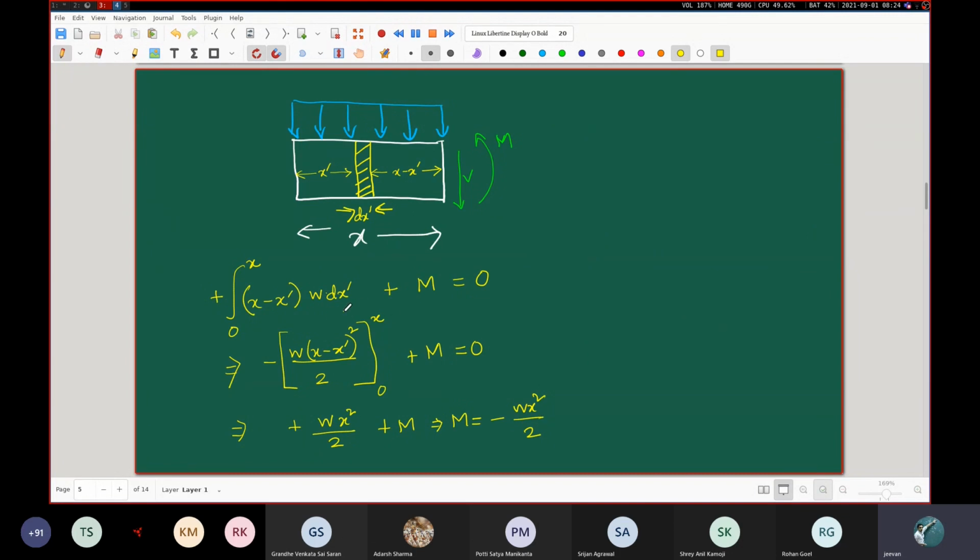But please note that this is a very general thing. Nowhere in this derivation have we used the fact that this is a uniformly distributed load. So whether it is a triangular load or quadratic load or whatever other kind of distribution, you can still use this method to find out the contribution to the bending moment. All right, now let us take a look at another example.